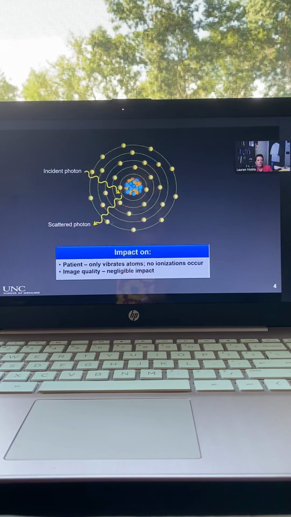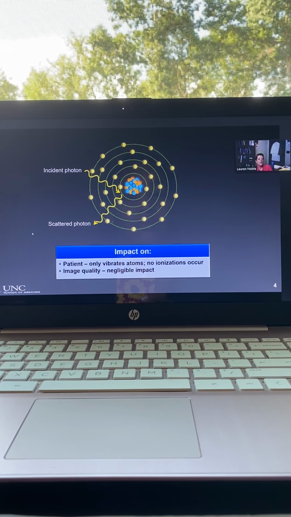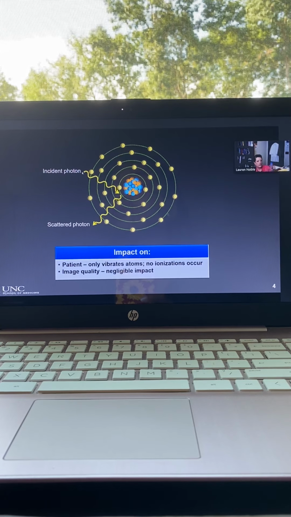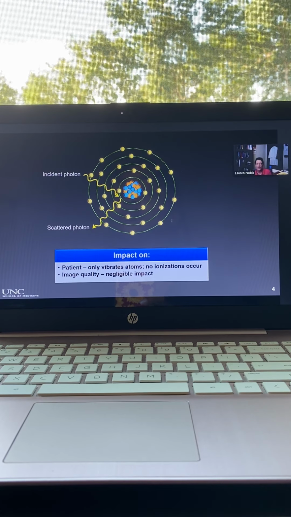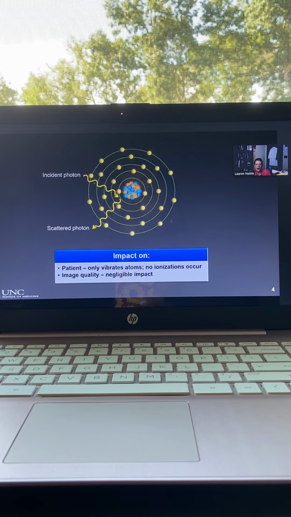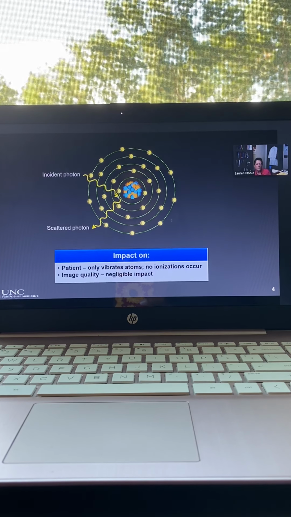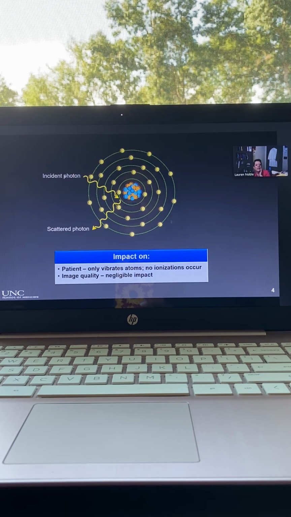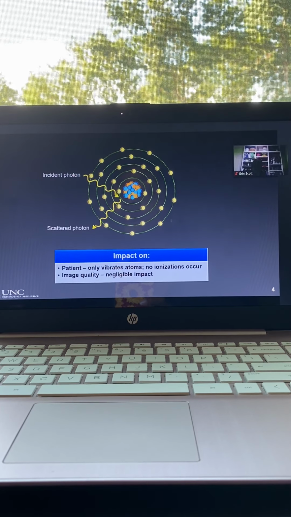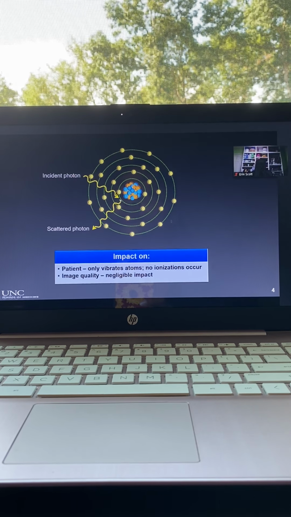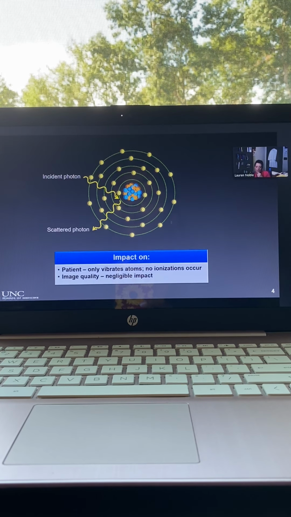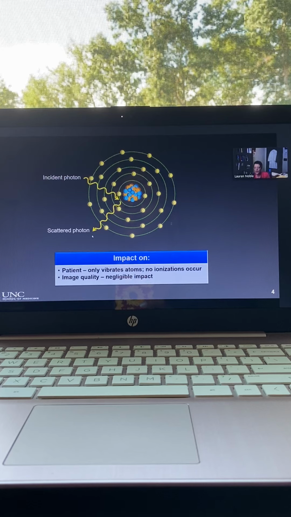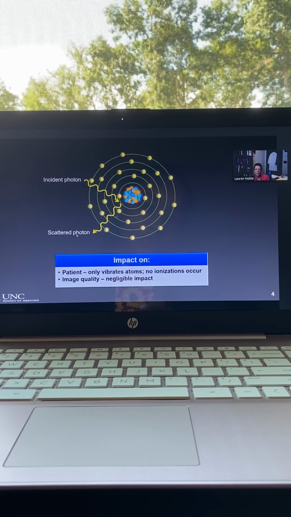All right. So what happens is we have the incident photon. Incident photon is just another name for the photon that is entering the patient's body. And if you notice, it enters an atom in the patient's body, and then it ends up changing direction. Anytime we have a photon that changes direction, it's referred to as a scattered photon.